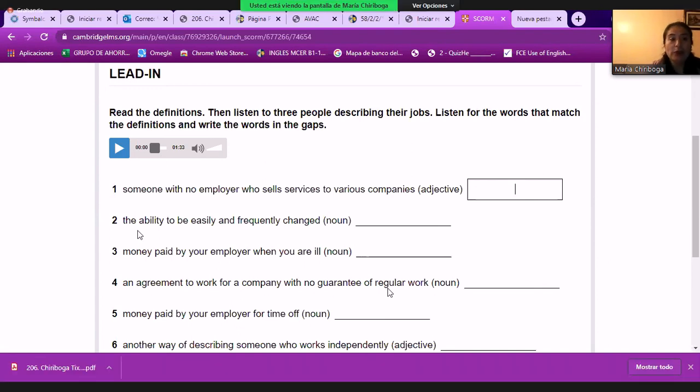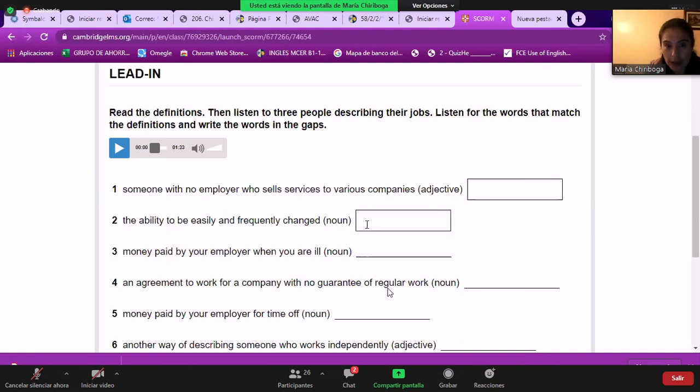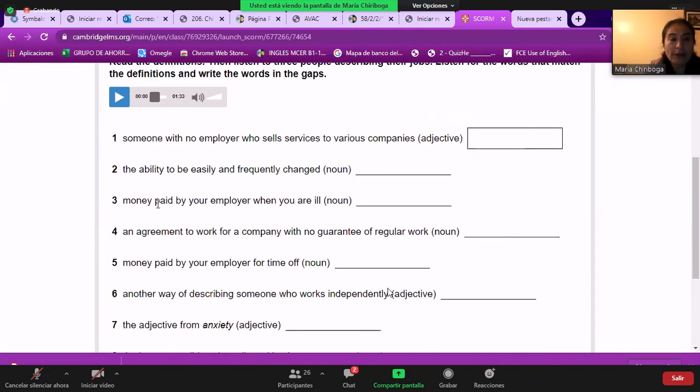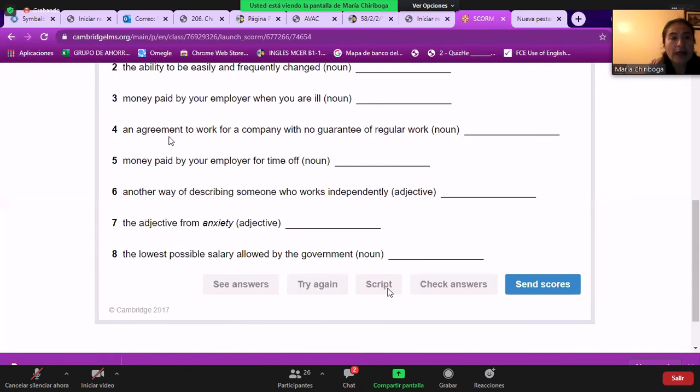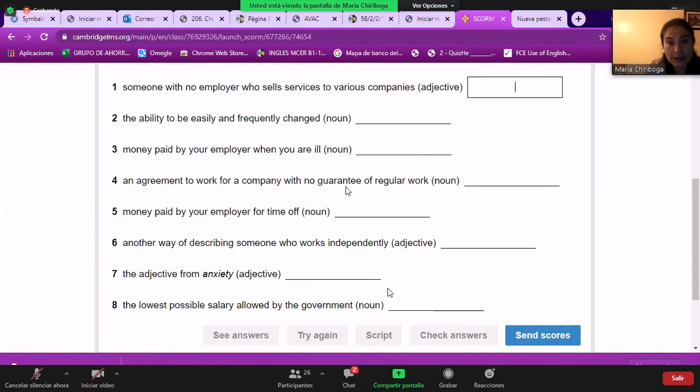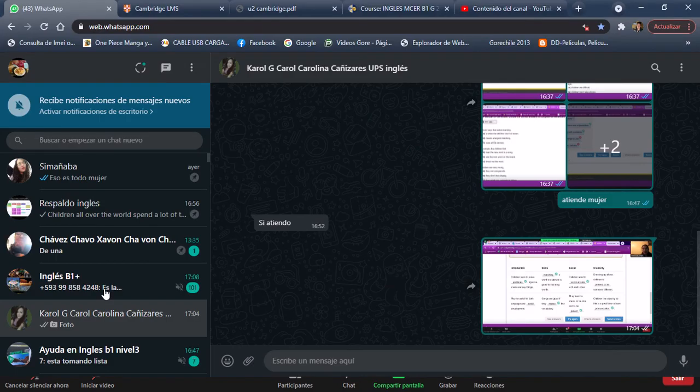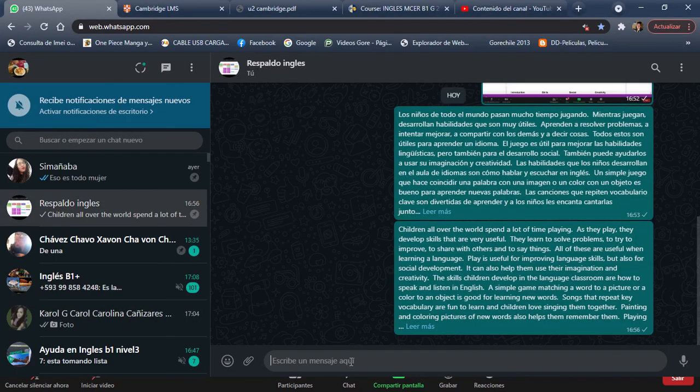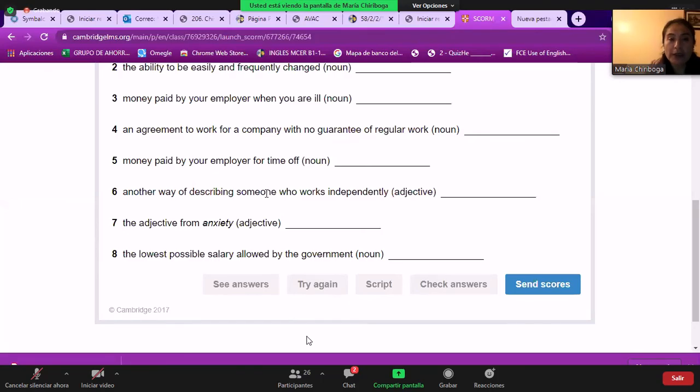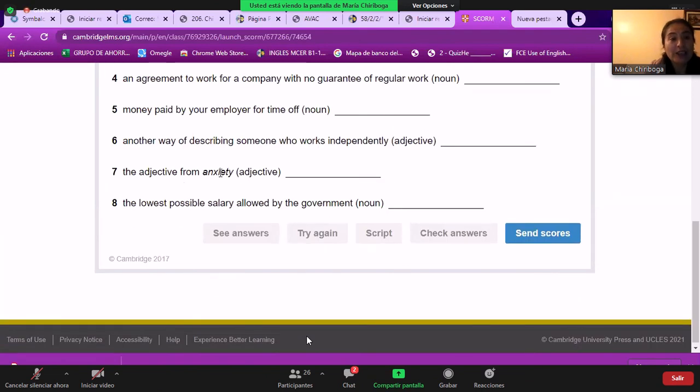The ability to be easily and frequently changed, it is a noun. Money paid by your employer when you are ill, noun. An agreement to work for a company with no warranty for regular work, noun, please. Money paid by your employer for time off, noun, please. Another way of describing someone who works independently, adjective. The adjective from anxiety, please. And the lowest possible salary allowed by the government.